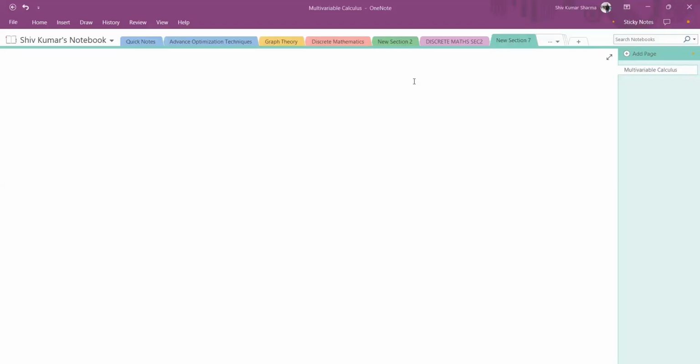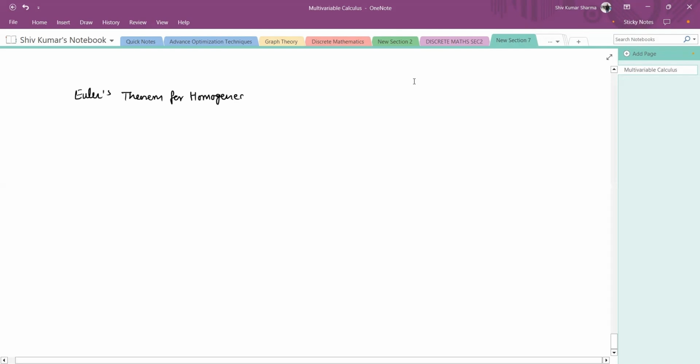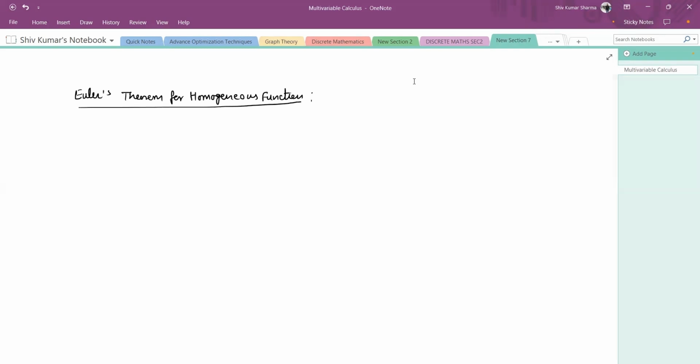Today we will discuss Euler's theorem for homogeneous functions. Before starting Euler's theorem, we will understand the homogeneous function.